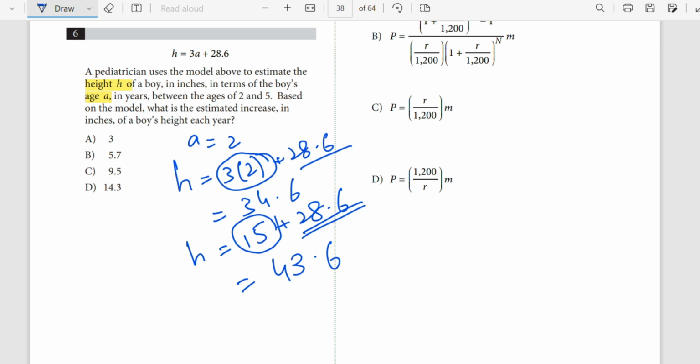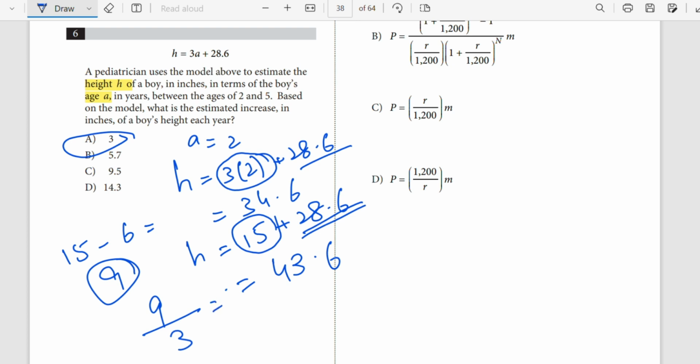So 6 and 15. What is the difference between 15 and 6? That is equal to 9. So 9 is the change in 3 years. The answer is A: 9 is the total change in 3 years. So the answer is 3. There is another way to solve this question. There are nearly 5 to 6 methods you can use to solve this question easily.